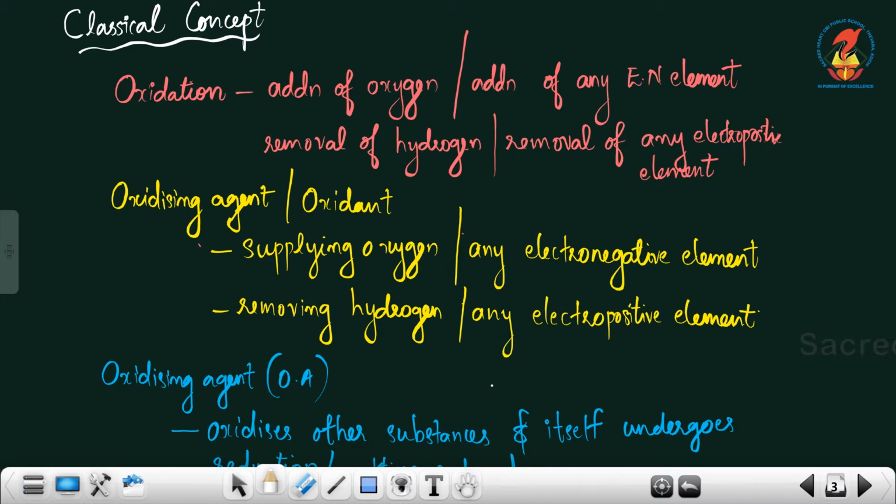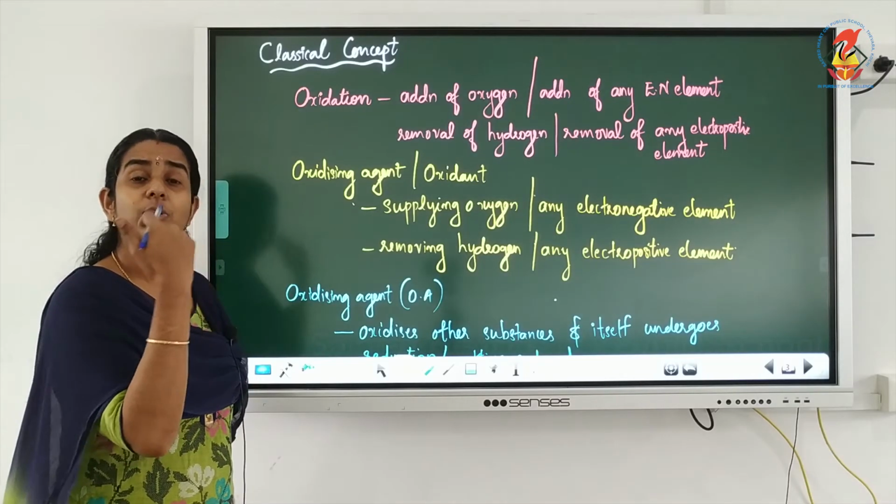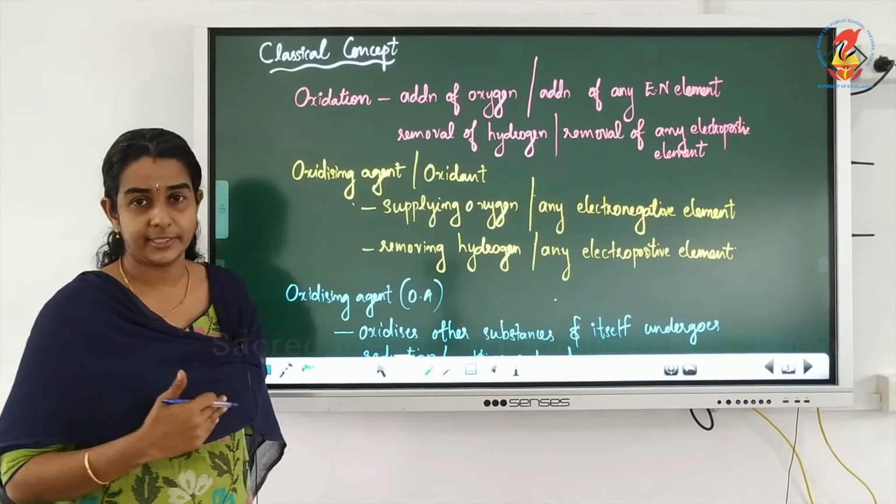Or how we can define an oxidizing agent? From the name itself it is clear, oxidizing agent means it is actually oxidizing other substances.